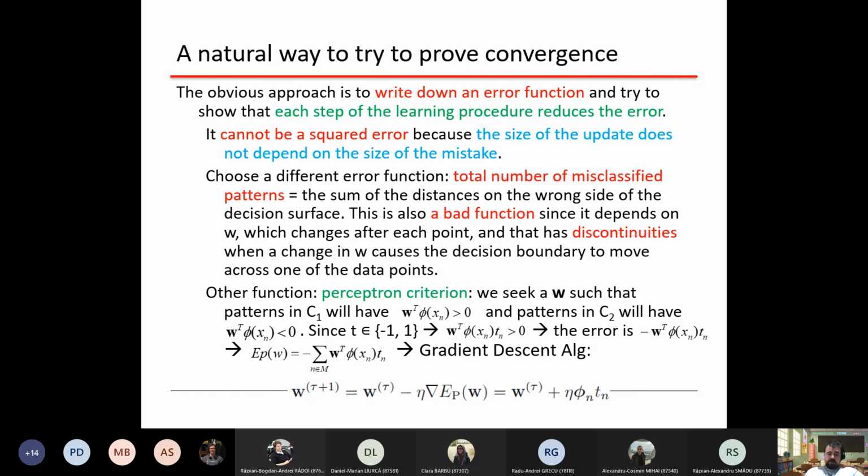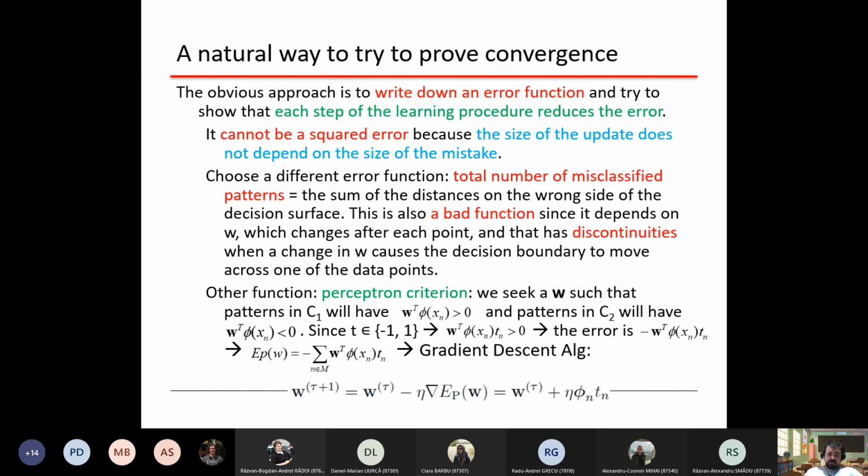So instead of finding the total number of misclassified patterns, we will compute the sum of distances on the wrong side of the decision surfaces, because that would be the error, and in this way we'll know how far from the right position these points are. However, again, this is also a bad function because it depends on the position of the decision surface.